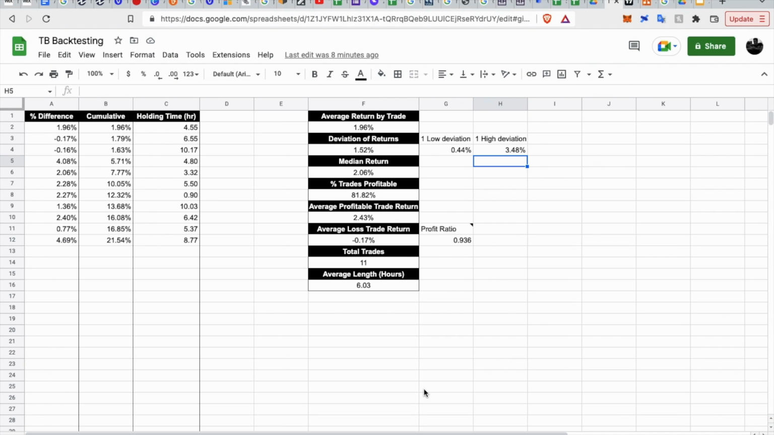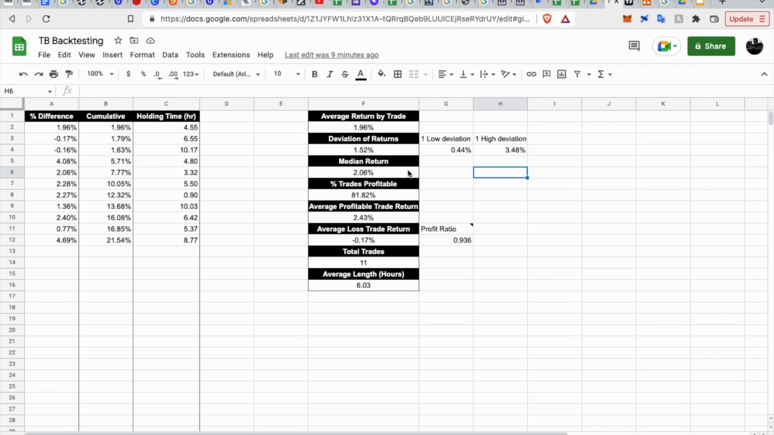Here I am on the backtesting conclusion. We have an average return by trade. We only had 11 trades because that was the maximum that TradingView would limit on the 1 minute time frame for Ethereum USD. But we have an average return by trade of 1.96%, almost 2%. That's amazing. We have a standard deviation of returns of 1.52%. The one lower deviation is still positive, which is a great sign for this indicator.